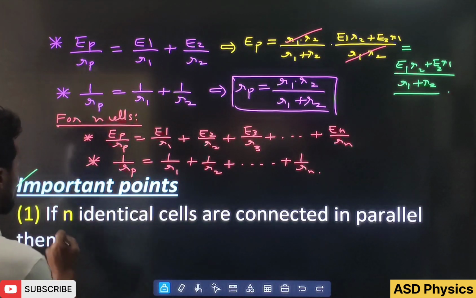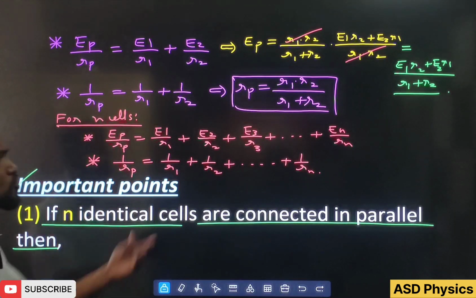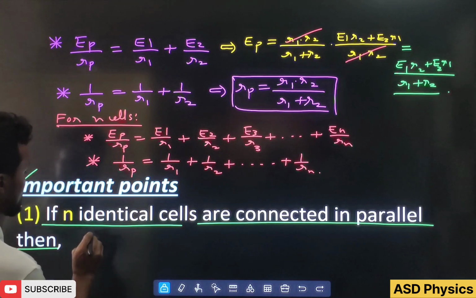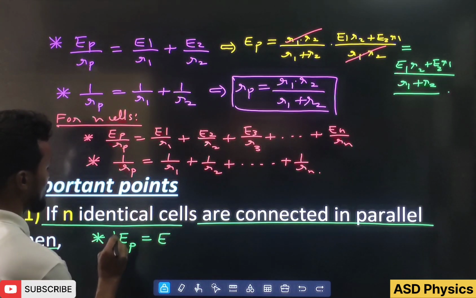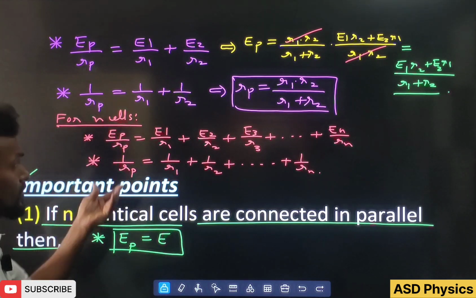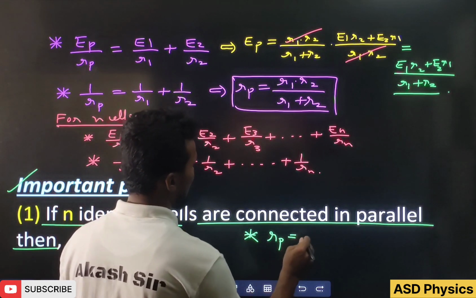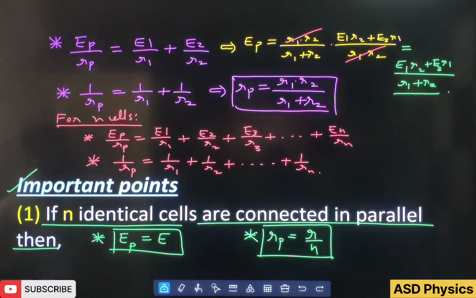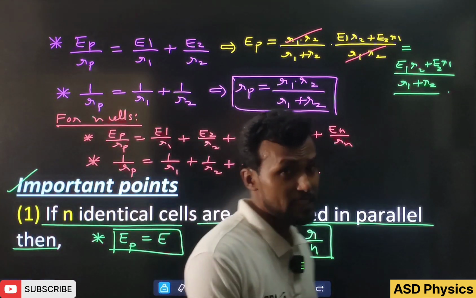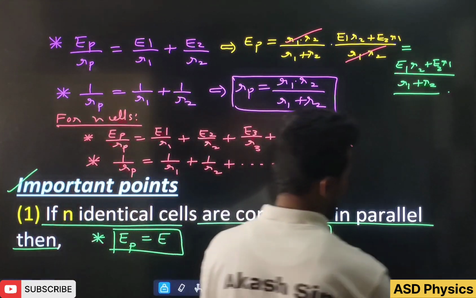See the first point. If n identical cells are connected in parallel, then using this basics, it is very easy: for n identical cells, Ep comes equal to only E. Similarly Rp comes R by n. Kindly remember that they used to ask, like, 5 cells are there, each of 6 volt, connected in parallel, then what is the equivalent? Only 6 volt.